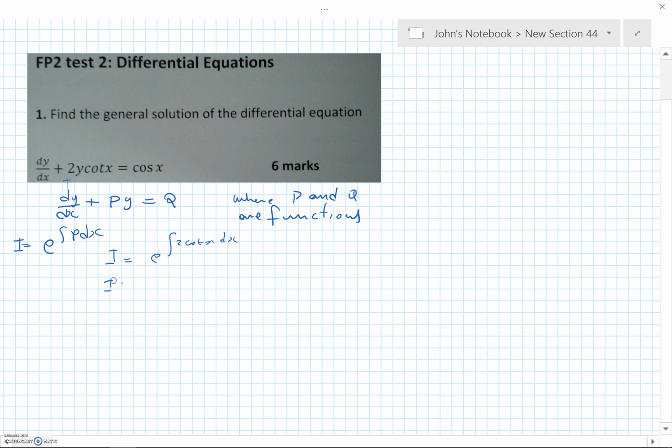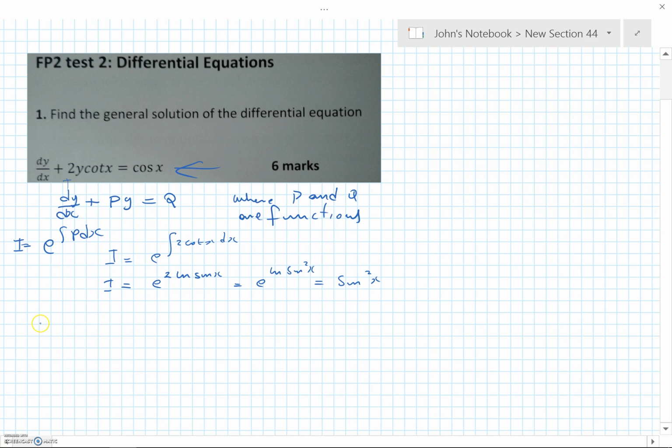So I equals e to the 2 ln sin x. Well, that actually means that I need to get that into e to the ln sin squared x. So here the e and the ln cancel each other out, so that collapses down to sin squared x. So we're going to multiply our differential equation by sin squared x.